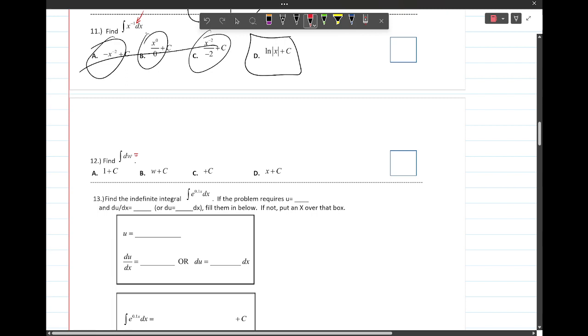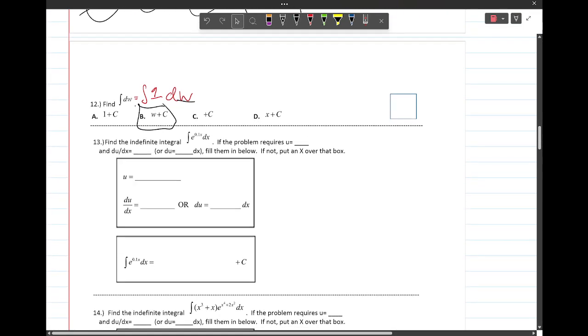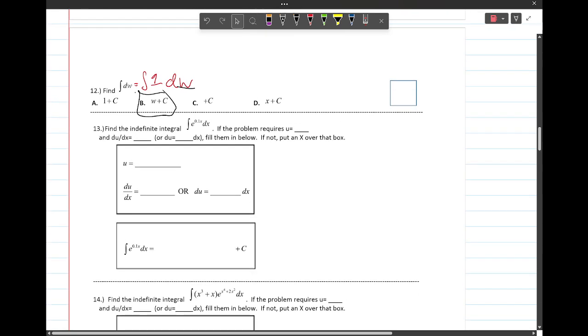Okay, 12, good problem. You can rewrite this as this, and now it makes more sense. Because what is the integral of any constant? The variable that you're integrating with respect to, plus c. So that's why the answer is this one. Little side note, the only time the answer will be just plus c is if you're integrating 0.